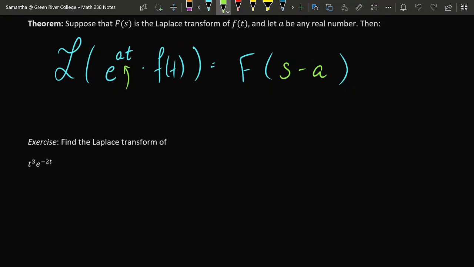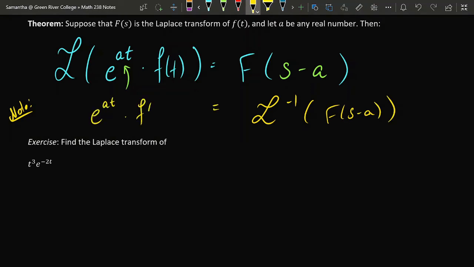Now, anytime we give a statement about the Laplace transform, a second statement is implied about the inverse Laplace transform. Note that this implies that if you take the inverse Laplace transform of a shifted function, then the result will be an exponential times the original function f of t. So we're going to use both of these results today to find the Laplace transform of a product, exponential times function, and also to find the inverse Laplace transform of a horizontally shifted function.